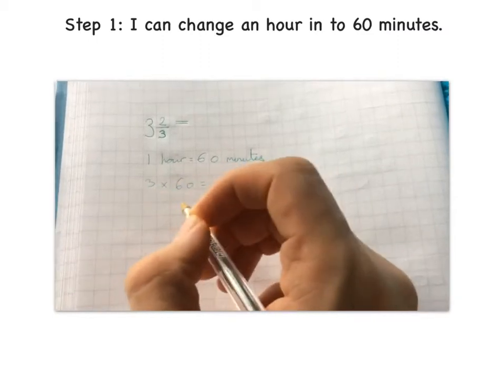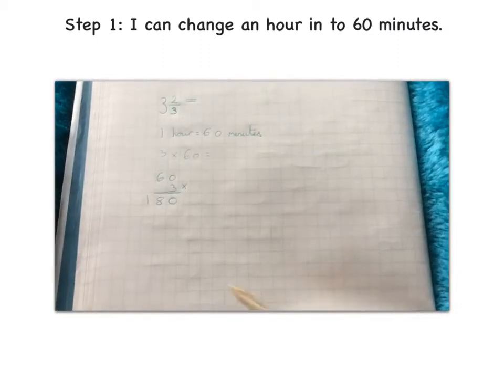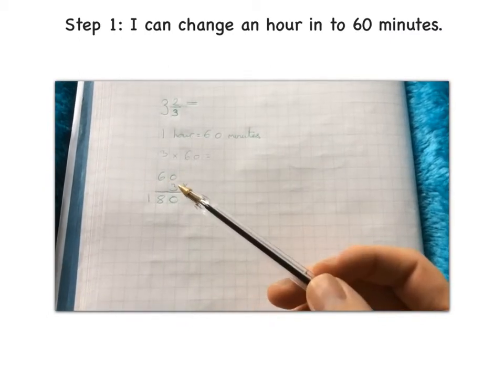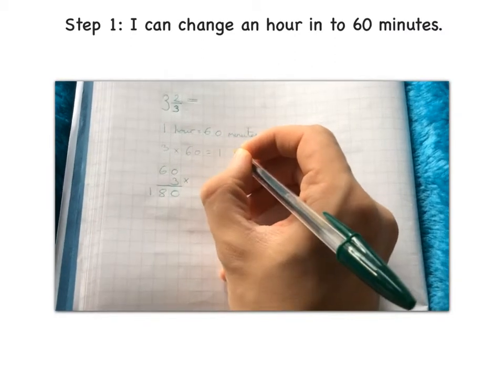So, my working out might look a bit like this. So as you can see, I've used long multiplication and done 60 times 3, which has given me 180 minutes.